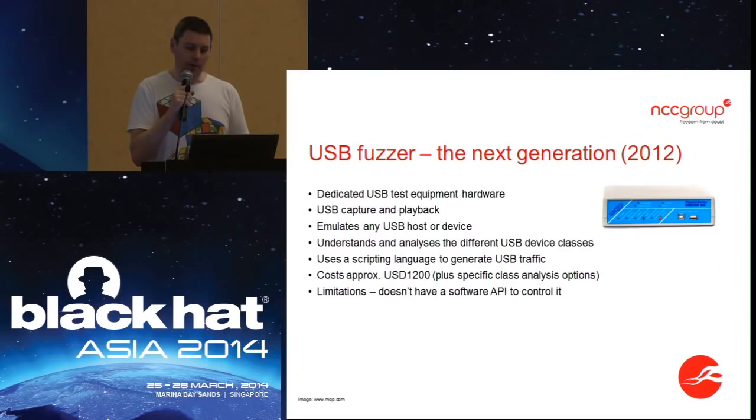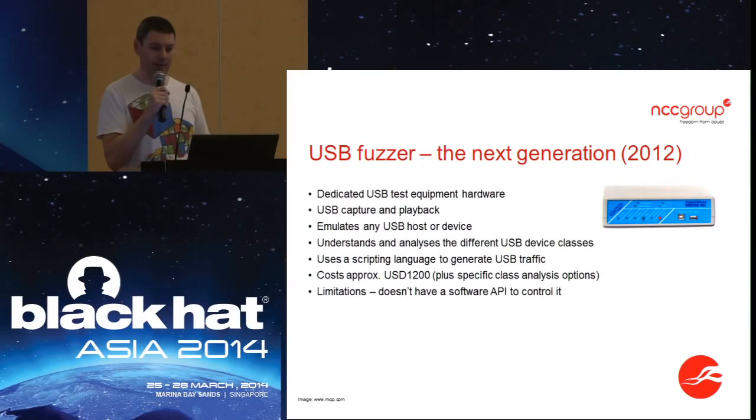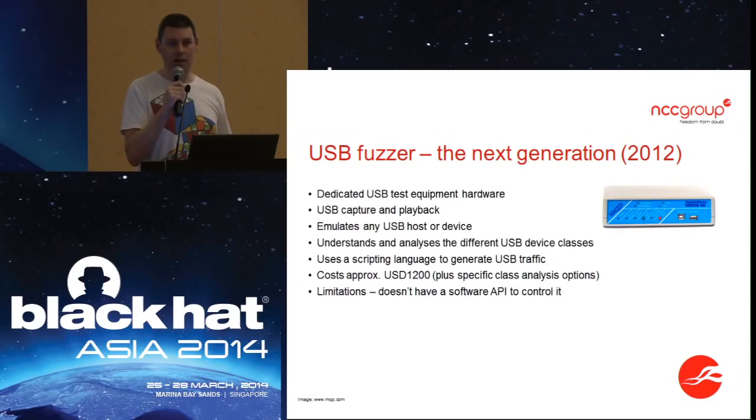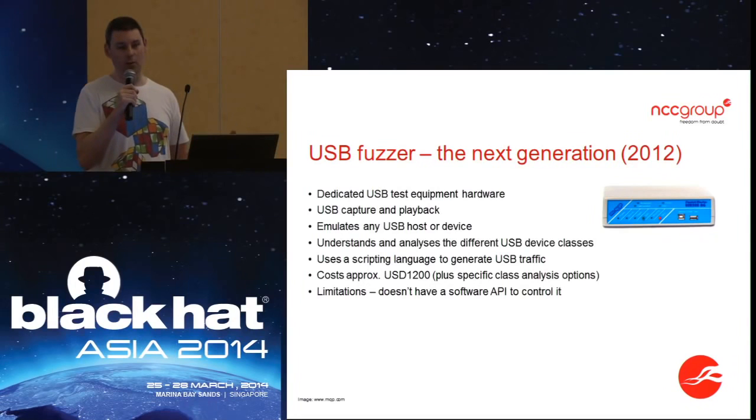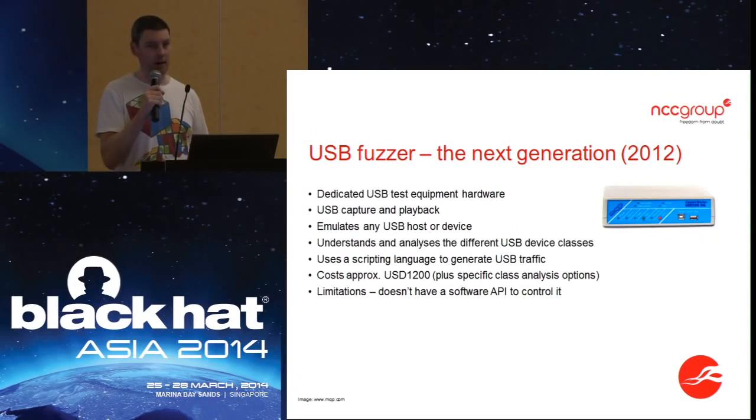So in 2012, I identified a piece of test equipment which doesn't look like much. It looks like a piece of kit that you buy from Radio Shack, but it's actually a pretty powerful box, and it's produced by a company in the UK. And what it essentially allows you to do is capture, in a kind of proxy type fashion, USB data between a device and a host. So it's kind of like Wireshark for USB in a hardware device.